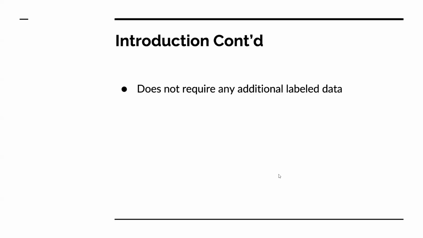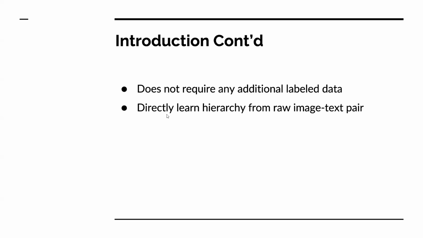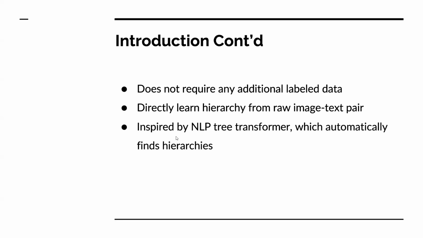To train it doesn't require any additional labeled data. It's the same type of data that you'd use for CLIP. It directly learns a hierarchy from the raw image text pair. It's inspired by NLP tree transformers, which automatically find the hierarchies in text.